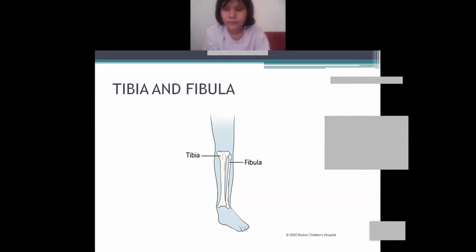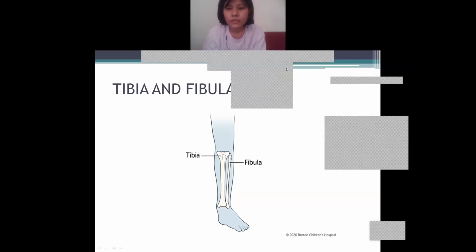Frontal. Not exactly frontal, but what is the other word? Okay, I'll give you a hint. Anterior or posterior? Anterior. Okay, it will be anterior tibial artery because it lies in the front. It should be the anterior tibial artery, because it lies at the front.